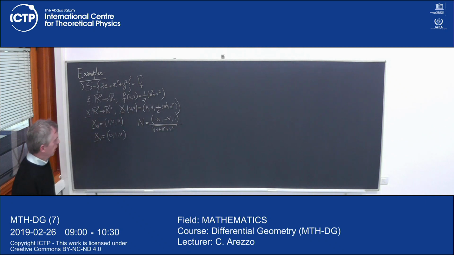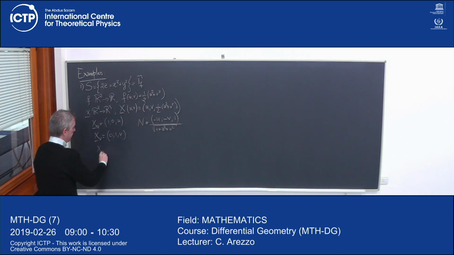Okay. And then I know that I will need xuu, which is (0, 0, 1), xuv, which is (0, 0, 0). Of course, every time you get a vector equal to 0, you open a bottle of something, okay?